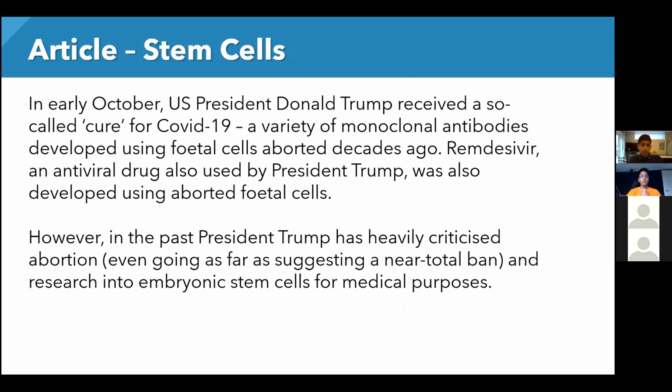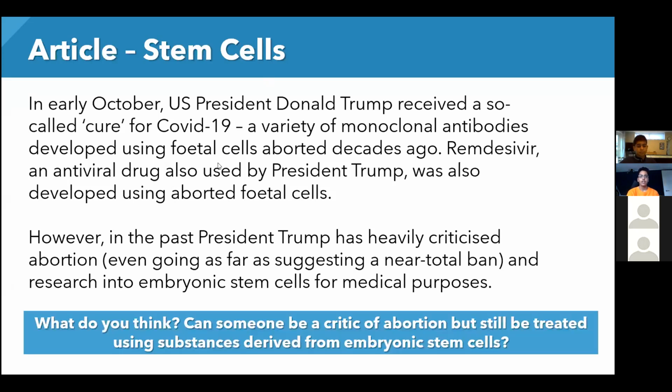So in early October, US President Donald Trump received a so-called cure for COVID-19, a variety of monoclonal antibodies developed using fetal cells aborted decades ago. Remdesivir, hopefully I'm pronouncing that right, an antiviral drug also used by President Trump, was also developed using aborted fetal cells. However, in the past, President Trump has heavily criticized abortion. In fact, I do believe he said that he would support a nationwide near-total ban, and research into embryonic stem cells for medical purposes.